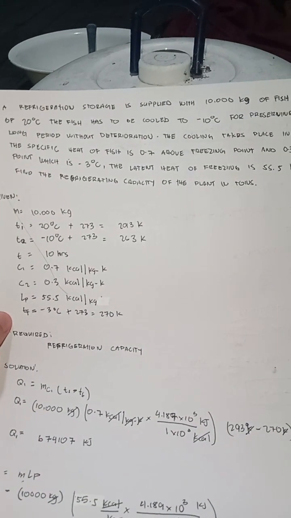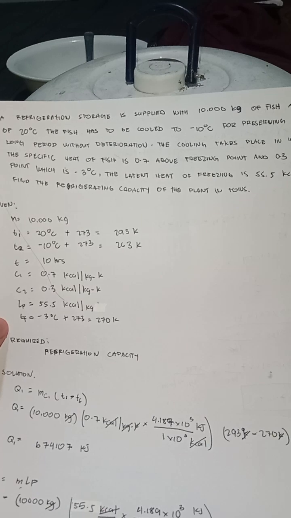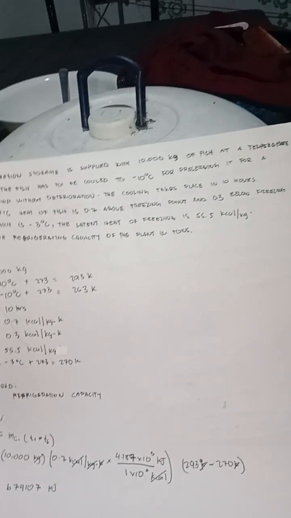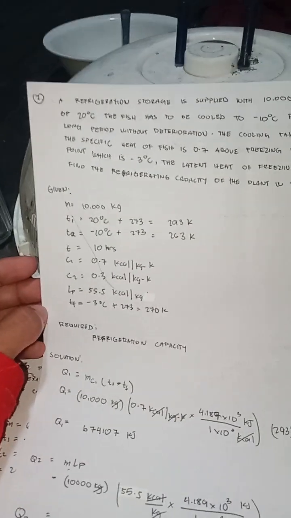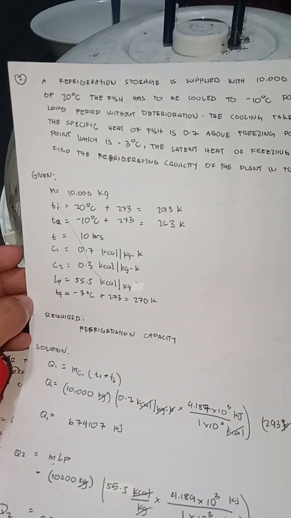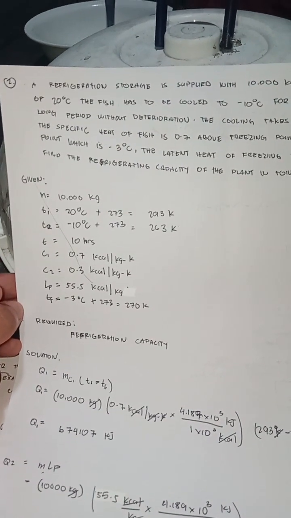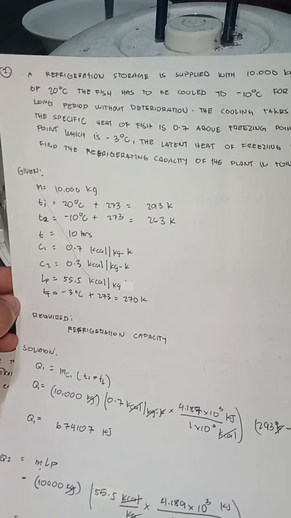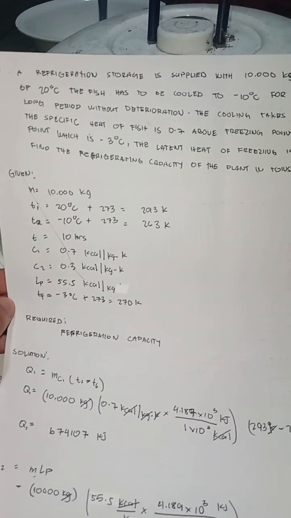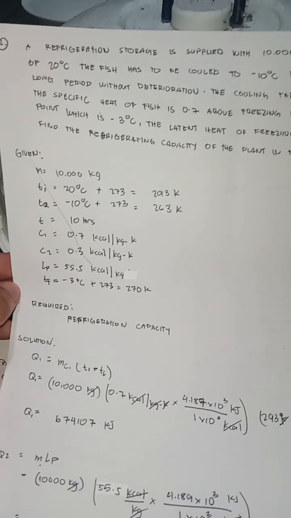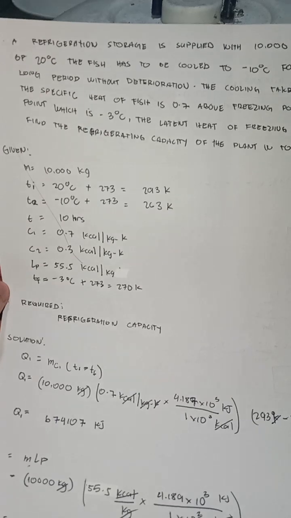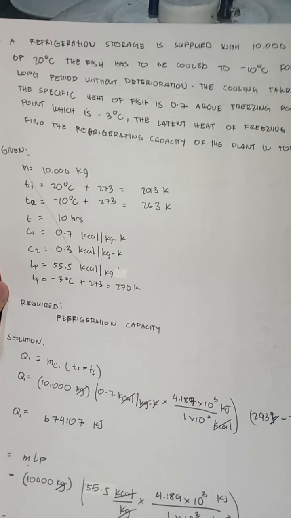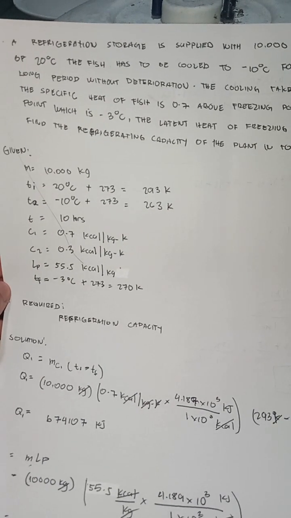Find the refrigerating capacity of the plant in tons. Given mass equals 10,000 kg, T1 equals 20 degrees Celsius, to become absolute, plus 273 equals 293 Kelvin. Then T2, negative 10 degrees Celsius, plus 273 equals 263 Kelvin. Then the time equals 10 hours.